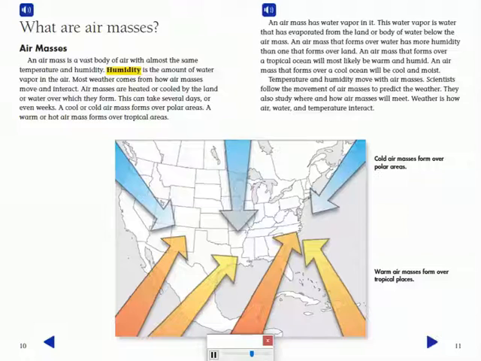Temperature and humidity move with air masses. Scientists follow the movement of air masses to predict the weather. They also study where and how air masses will meet. Weather is how air, water, and temperature interact.